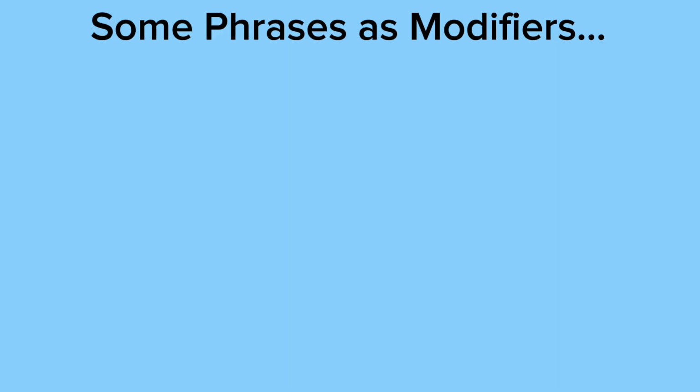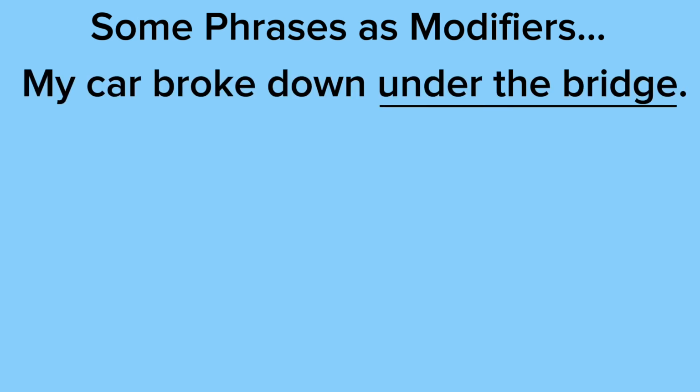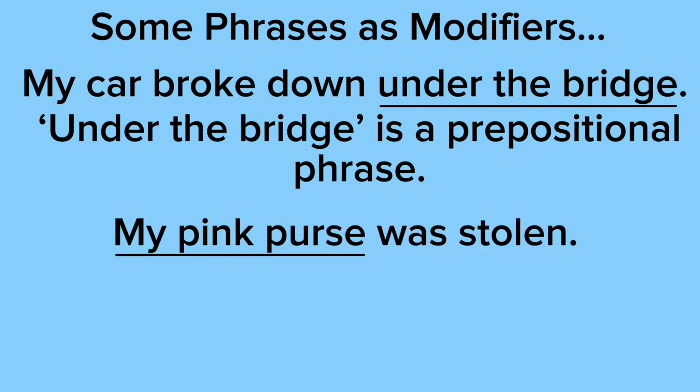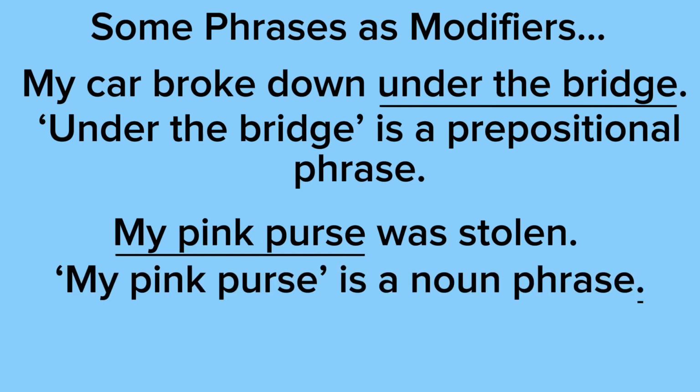So here's some examples of phrases as modifiers. In the sentence, my car broke down under the bridge. Under the bridge is a prepositional phrase, and it's also a modifier because it's giving you more information on where my car broke down. In the sentence, my pink purse was stolen, my pink purse is a noun phrase, and it's also a modifier because when we say my pink purse, we're not just saying my purse, we're giving you more information on what the purse looked like.